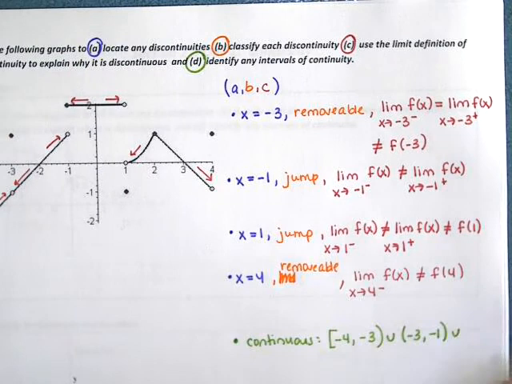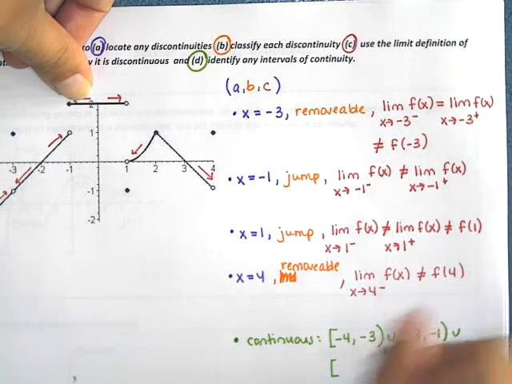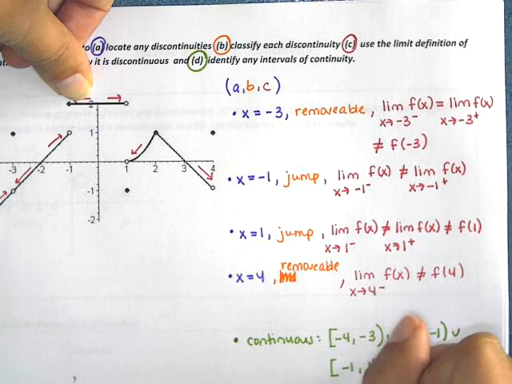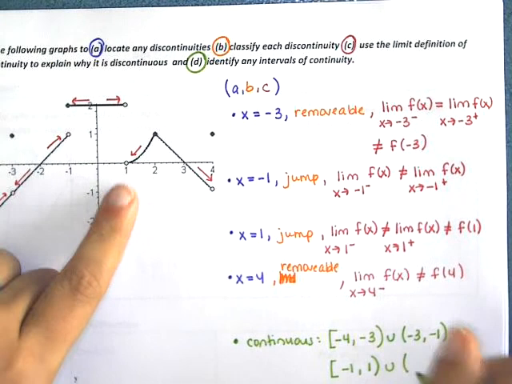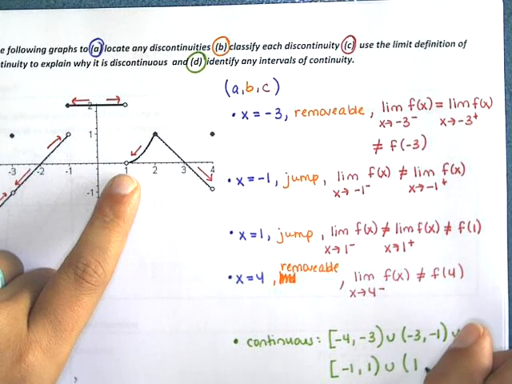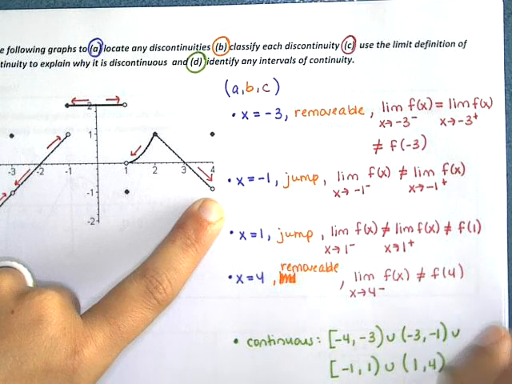Then I would be continuous from, now I'm going to make this closed, because this is a closed endpoint of this section, from -1 to 1 and make 1 open. And then I would be continuous from 1 all the way to 4, and I would make 4 open.